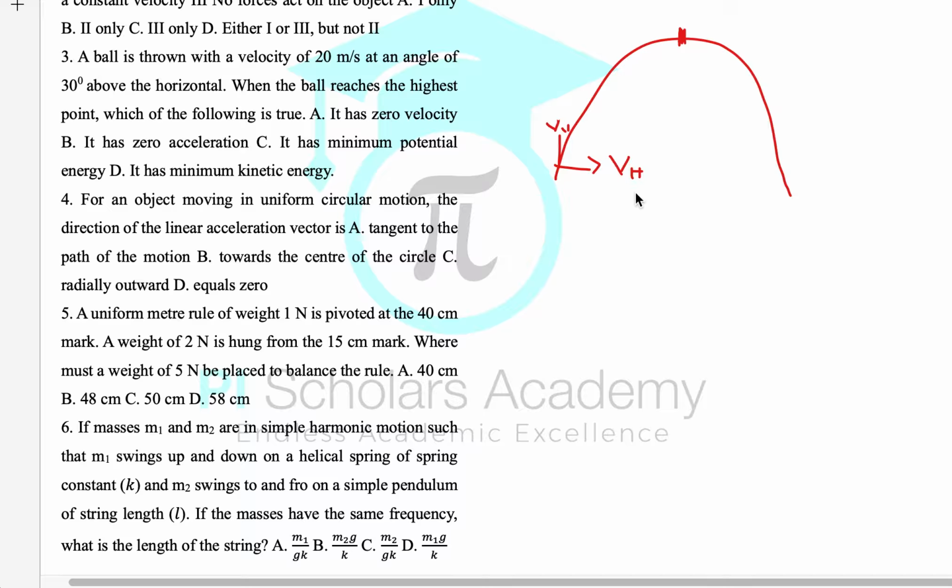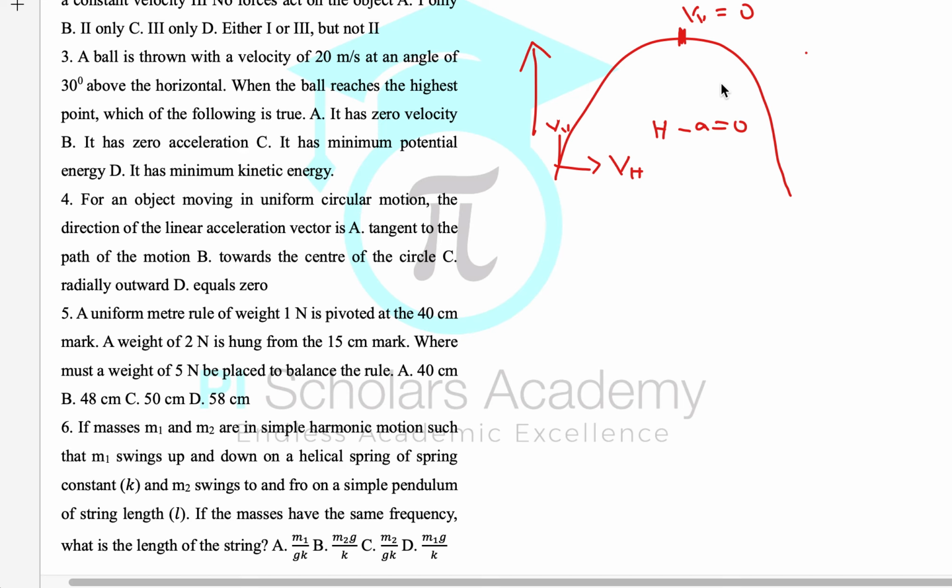The horizontal component of the velocity is always constant. It is not changing. That is why in the horizontal there is no acceleration. But for the vertical component, when it's going up, its velocity is decreasing. It gets to a particular point here such that the vertical velocity is equal to 0.